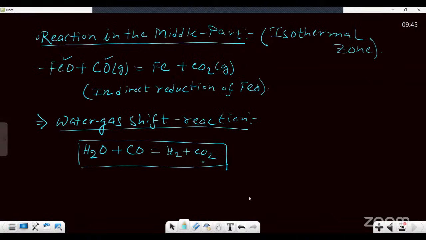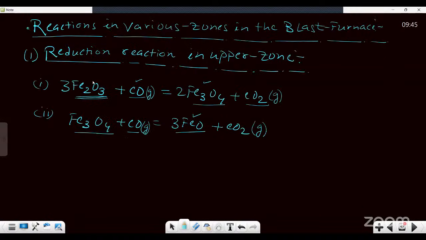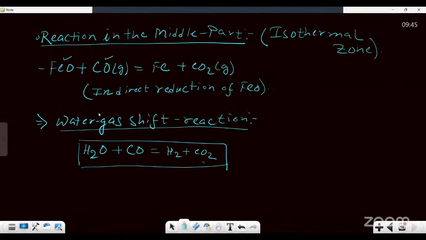So mainly these are the reactions which take place at the upper and the middle part of the blast furnace. All you need to remember is that at the upper part of the blast furnace stack region, Fe2O3 is getting reduced to Fe3O4 and Fe3O4 is getting reduced to FeO. This is basically in the upper part. What is happening in the middle part? Mainly the FeO that is formed is getting reduced to iron. So FeO is coming in contact with the CO gas and it is getting reduced to iron. That is what is happening in the middle part of the blast furnace. The water gas shift reaction is also taking place in the middle part.